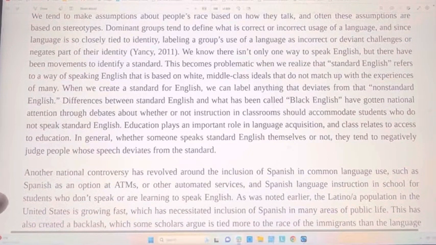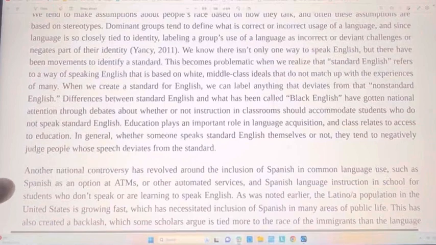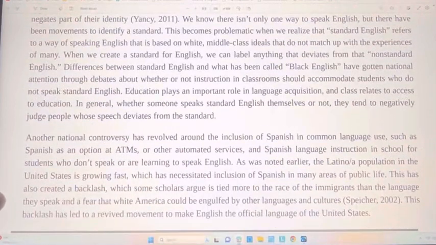We know there isn't only one way to speak English, but there have been movements to identify a standard. This becomes problematic when we realize that standard English refers to a way of speaking English that is based on white, middle-class ideals that do not match up with the experiences of many.